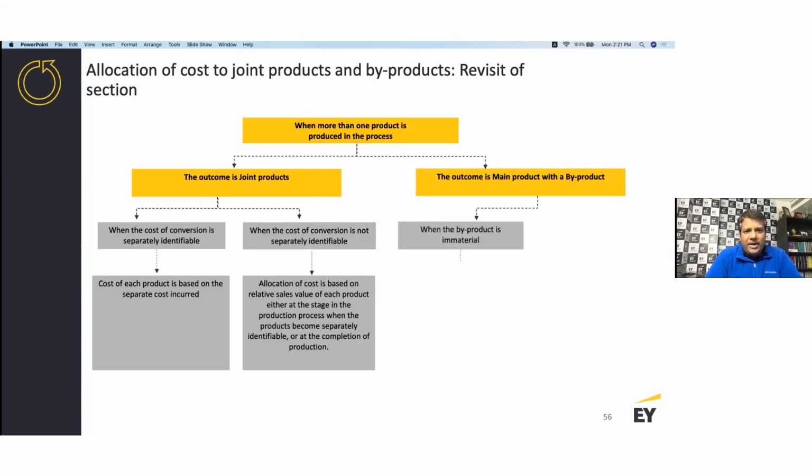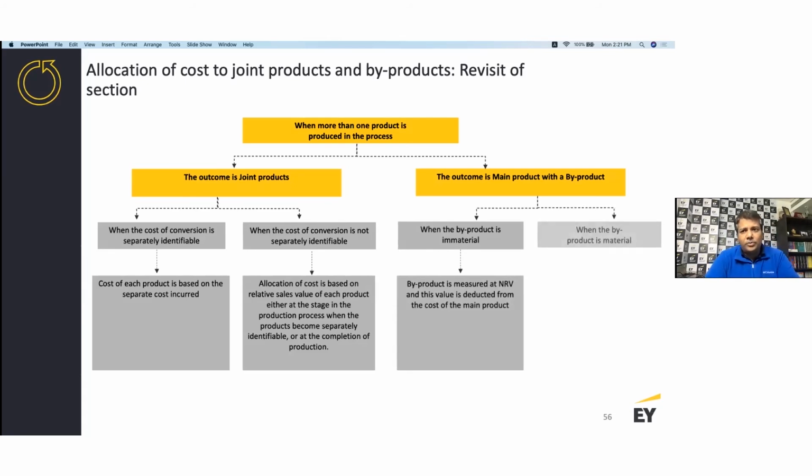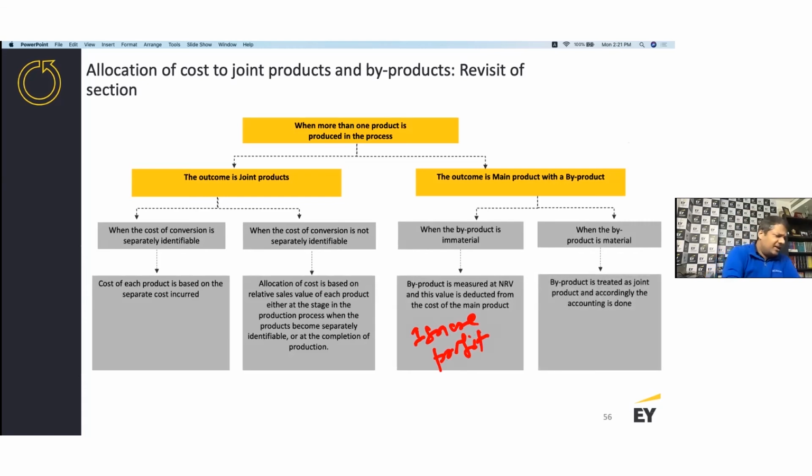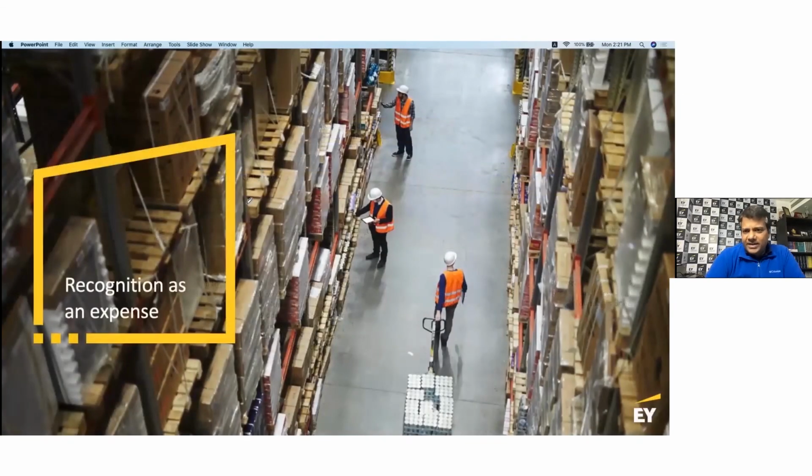Now, when the byproduct is immaterial, I'm going to measure it at NRV, and this value is deducted from the cost of the main product. I'm going to ignore profit, if any, on sale of the byproduct. Okay. When the byproduct is material, then essentially the byproduct is treated as a joint product. Then you come here, right? Byproduct is treated as a joint product. Accordingly, the accounting is done. All right. Now let's move forward to talk about recognition as an expense.